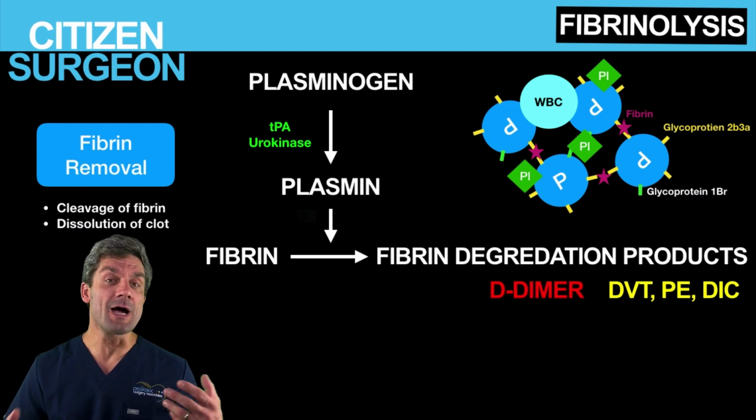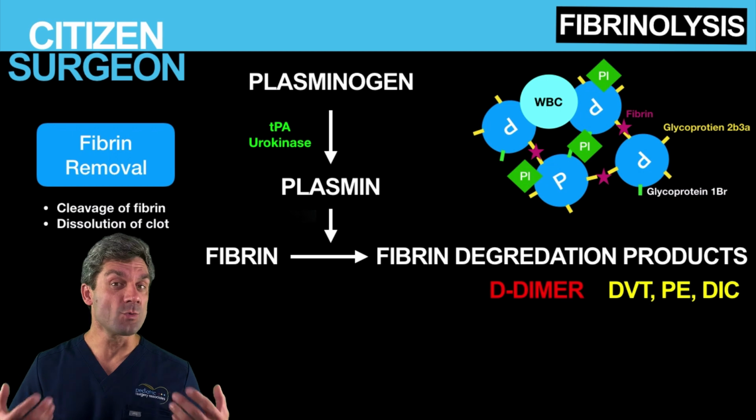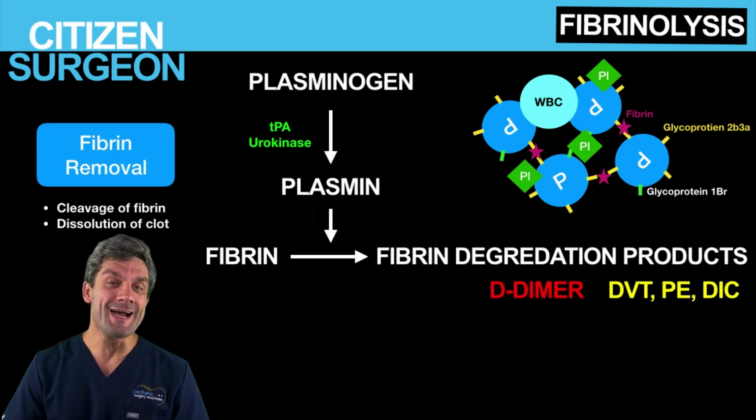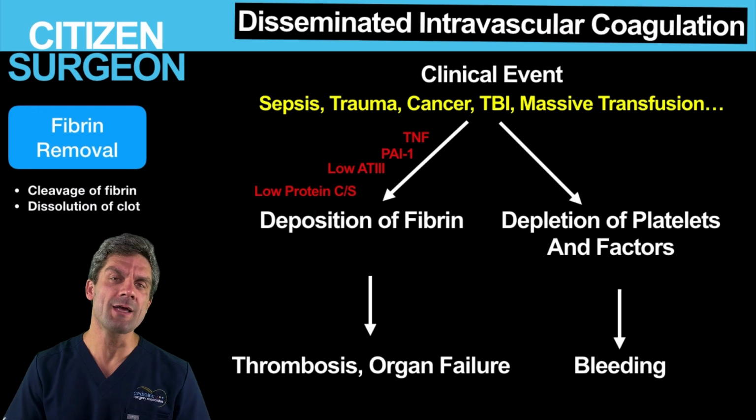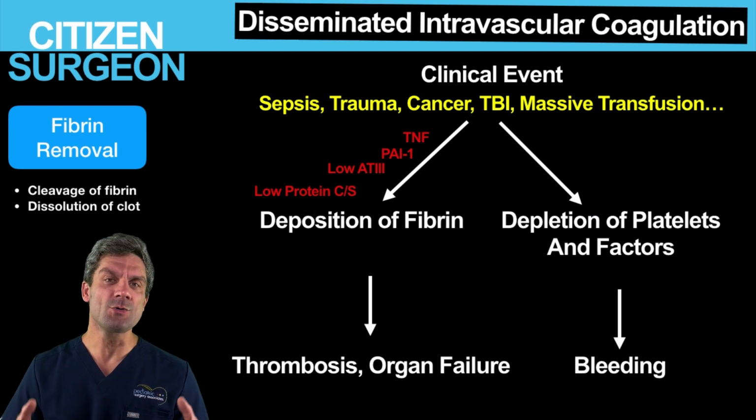Now DIC we talked about a little bit in the last video, but it's worth going over again. So DIC, you have a major clinical event. So that can be sepsis or septic shock, massive transfusion, trauma. That's going to set off two cascades. One is going to be increased fibrin deposition. And the reason you have that is you have a few things going on.